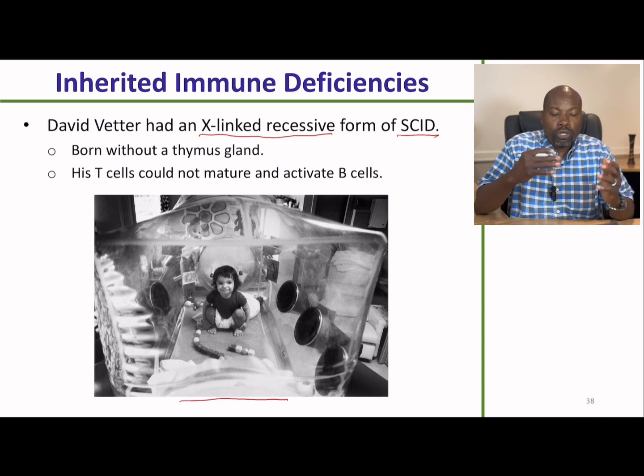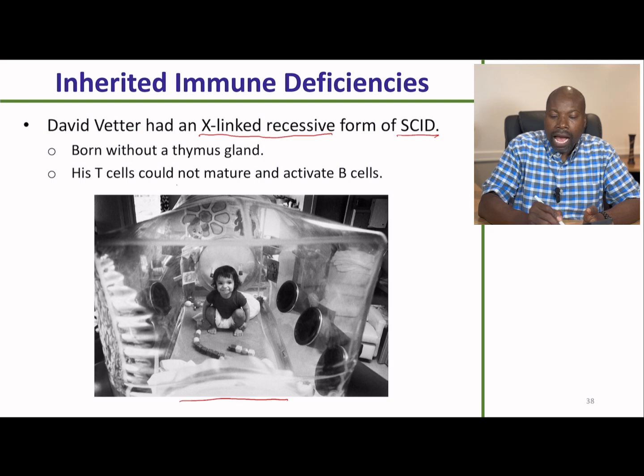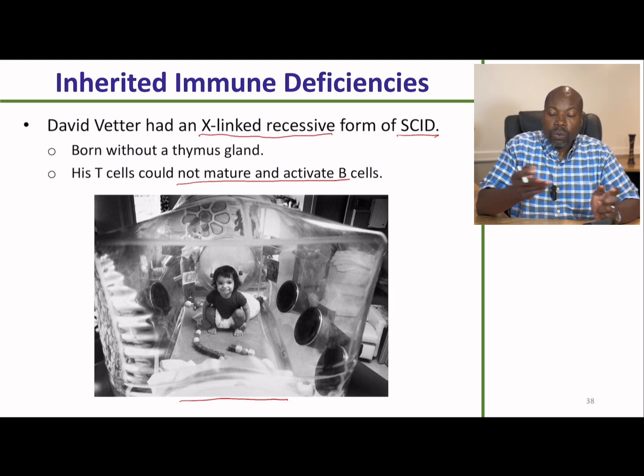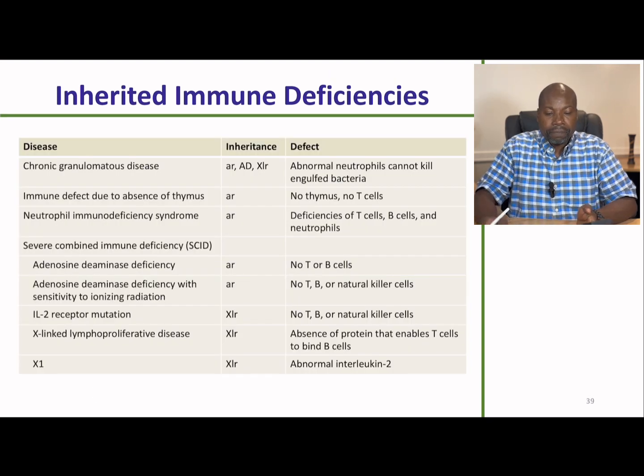So he becomes so vulnerable, and anything can cause this child to be sick. So as a consequence of his genetic condition, he could not have activation of B cells or even maturation of B cells, which actually caused him to live a completely isolated life.